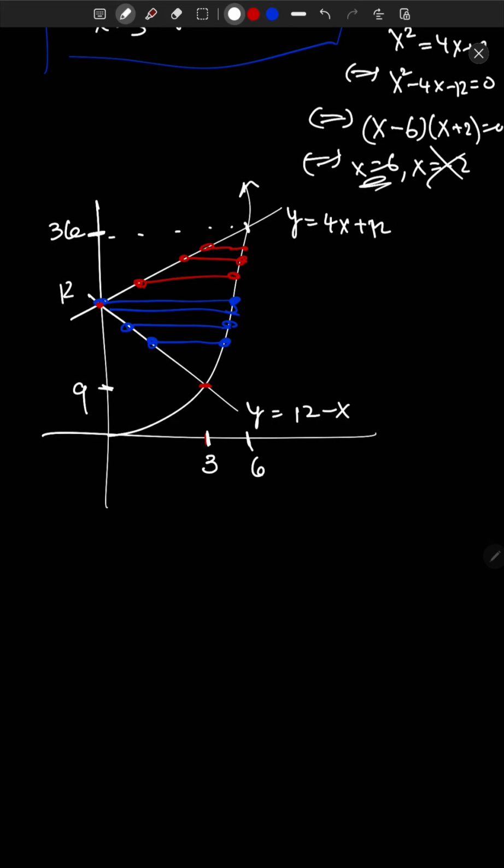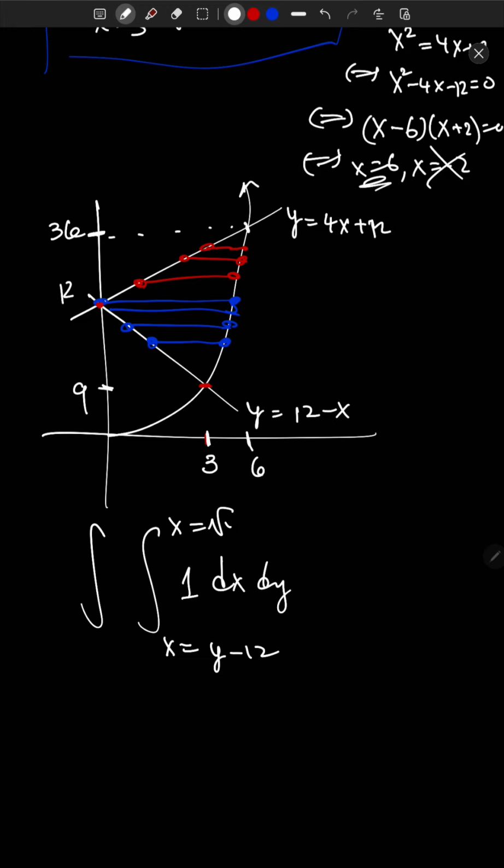Okay. So my integral is going to be a double integral. I'm doing horizontal, so dx dy. I'm integrating just the function 1. x goes from the lower line to the parabola. So this is going to be x equals, y is 12 minus x, so x equals 12 minus y. And the parabola is x equals square root y, right? And like we said, y equals 9 to y equals 12. So that covers all this lower portion, from 9 all the way up to 12.